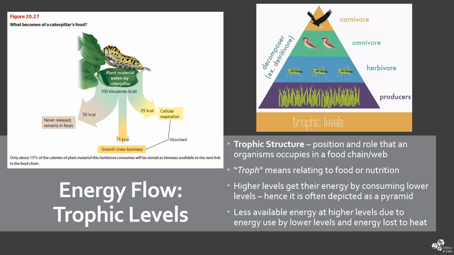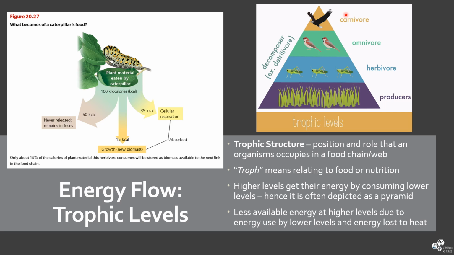So when we want to look at this energy flow throughout ecosystems, we often discuss them in terms of the trophic structure. Troph, remember, means relating to food or nutrition, so this is the structure of how we get food energy throughout the ecosystem. And the structure indicates the position and the role that the organism occupies in a bigger food chain or food web. And we've been learning about food chains since we were in elementary school. It's this organism is eaten by that organism, which is then eaten by this other organism, et cetera, et cetera.